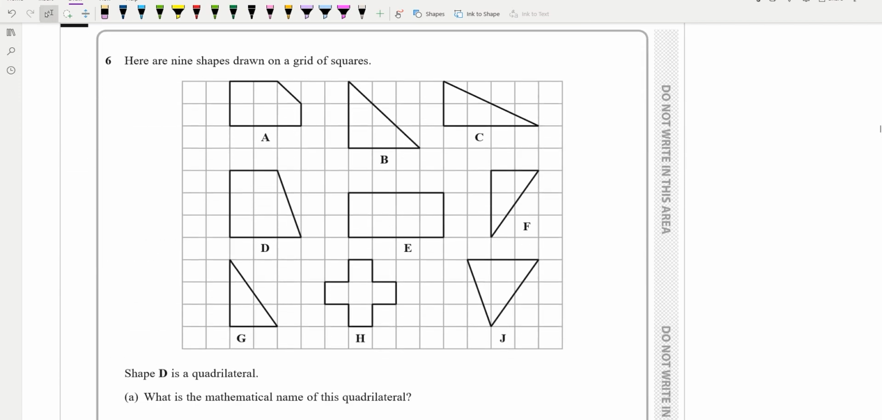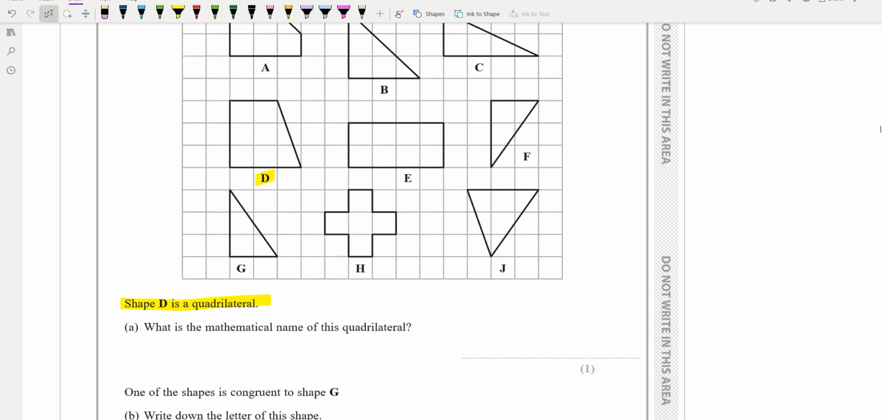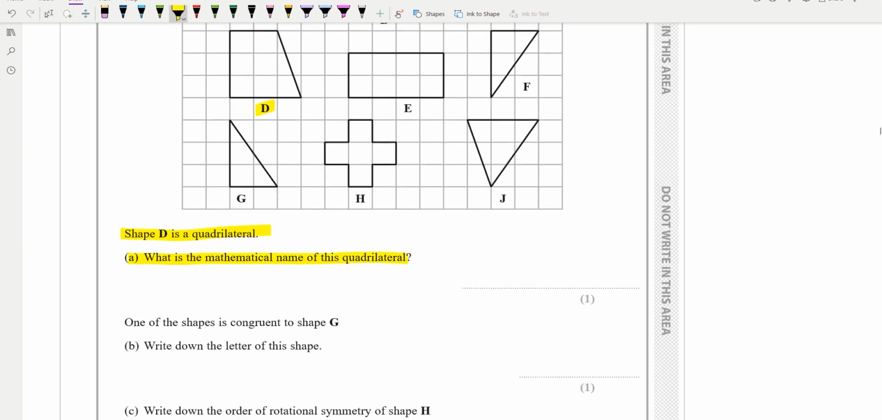Hopefully you understood this. Now question number 6, and question number 6 says here are 9 shapes drawn on a grid of squares, and these are the shapes provided. Shape D is a quadrilateral and shape D is this one. What is the mathematical name of this quadrilateral? And this quadrilateral we know is this one. So this quadrilateral is a trapezium.